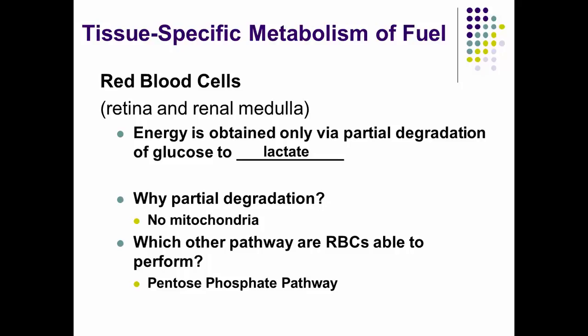And of course, the other pathway that red blood cells can do is the pentose phosphate pathway, right? This pathway is very active in red blood cells, because the red blood cell membrane requires a product of the pentose phosphate pathway to maintain the integrity of the red blood cell membrane, right? Remember.